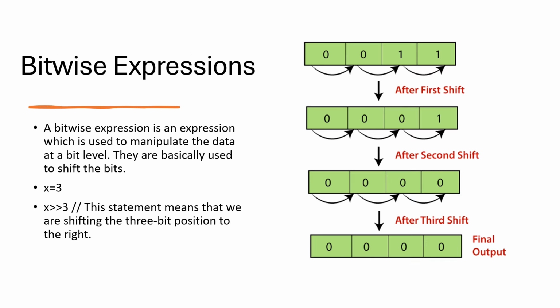What is the example? 0, 0, 1, 1. After the first shift, we shift the bits to the right side and place 0 on the left side. So 0, 0, 0, 1. After the second shift, the right-most bit is shifted out, then adding 0, so it becomes 0 0 0 0. After the third shift, we shift out the last bit and insert a 0 on the left side. So this will be the final answer.